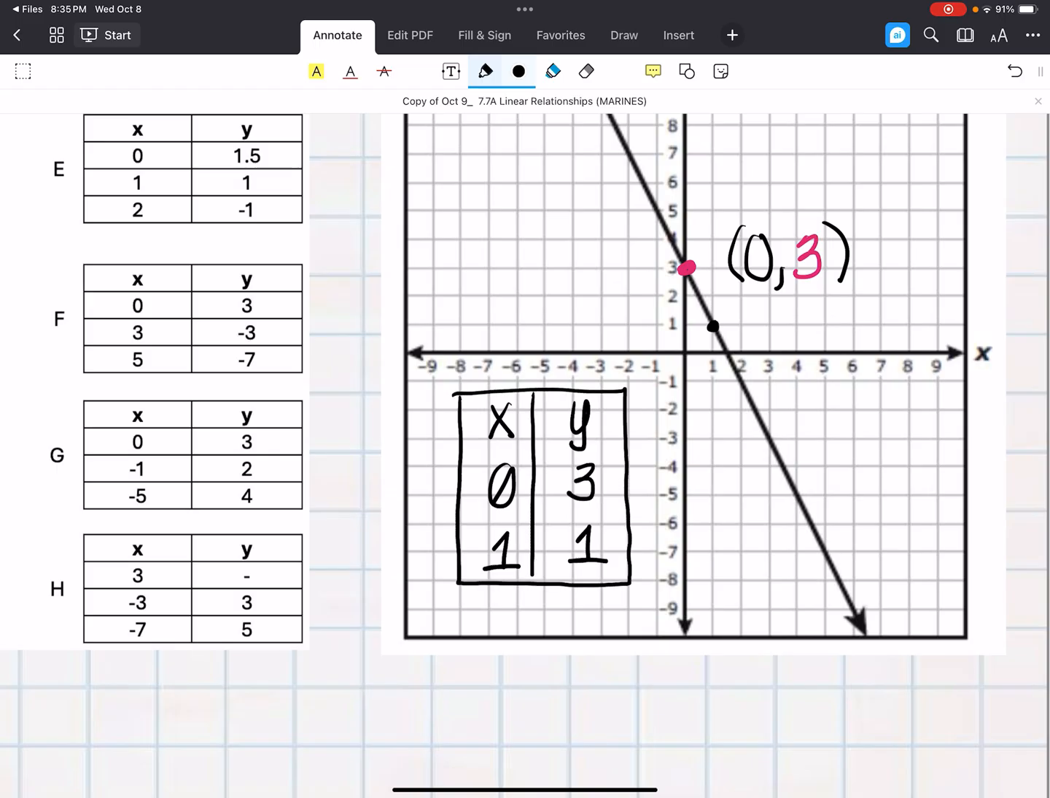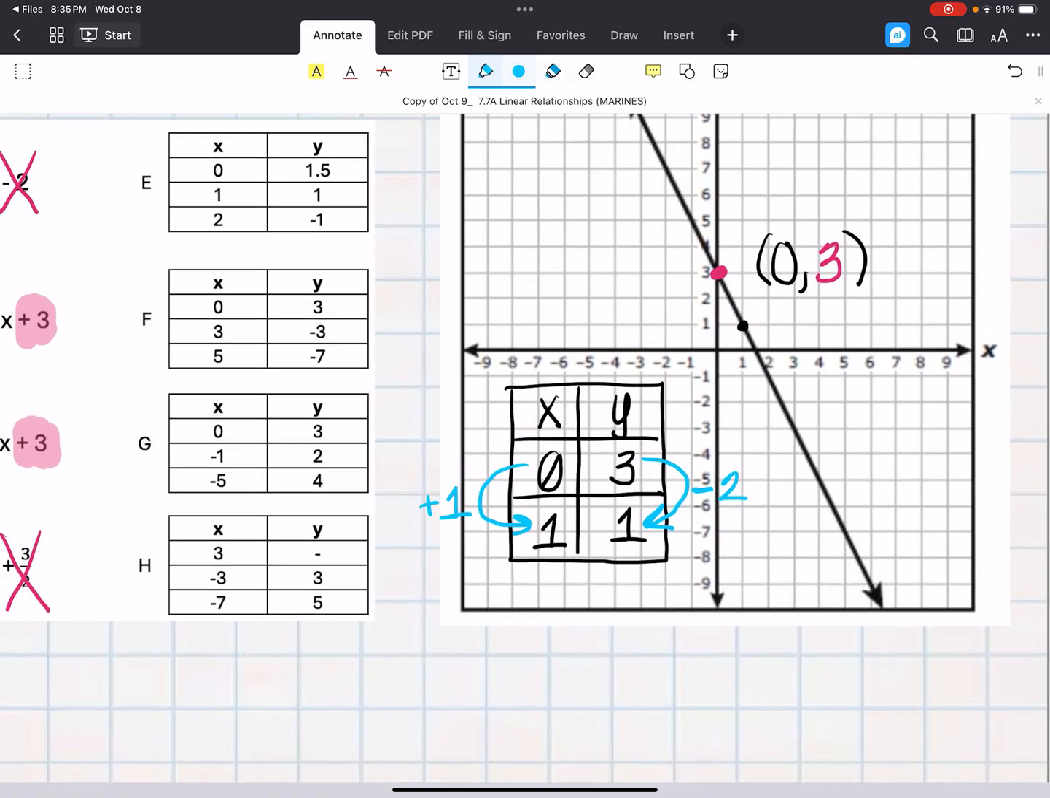I'm going to make my table. How did I get from 3 to 1? Subtracting 2. How did I get from 0 to 1? Adding 1. And now we do our change in y divided by our change in x. Our change in y was -2. Our change in x was +1.